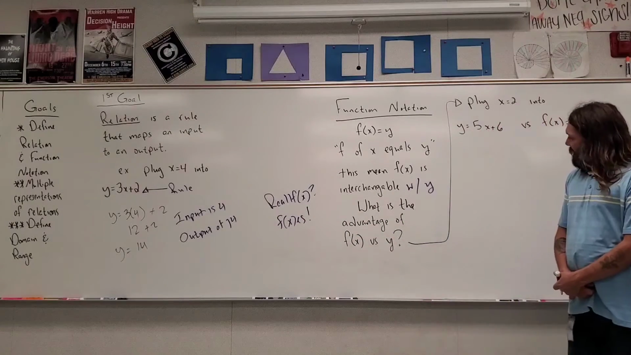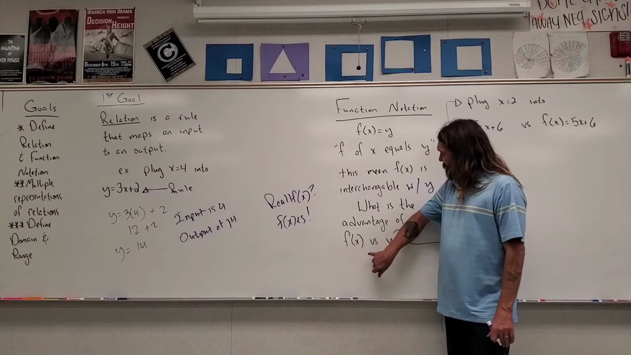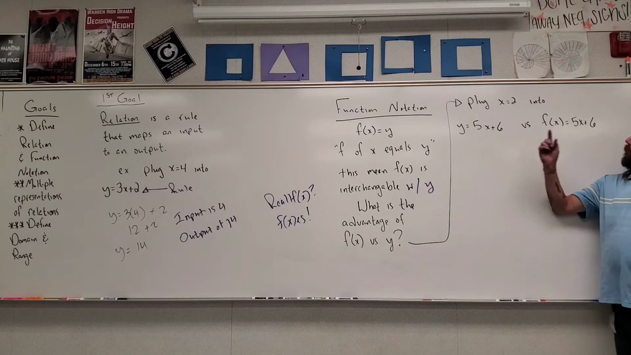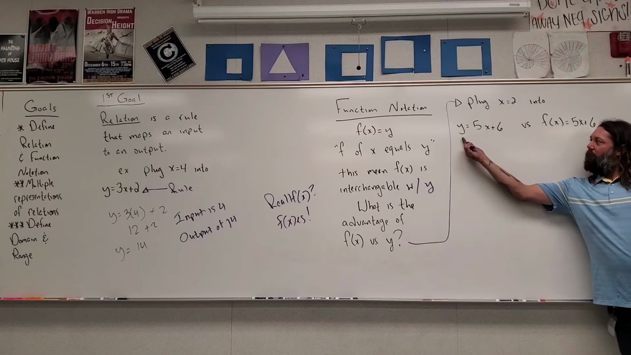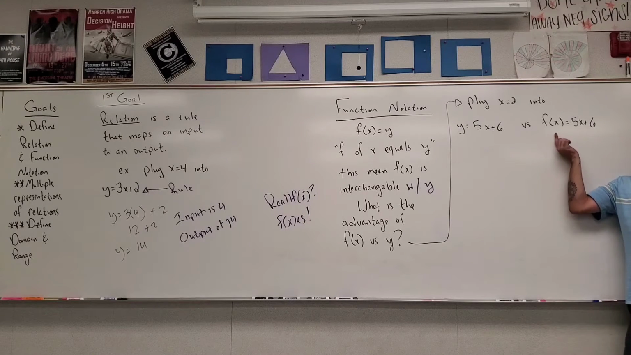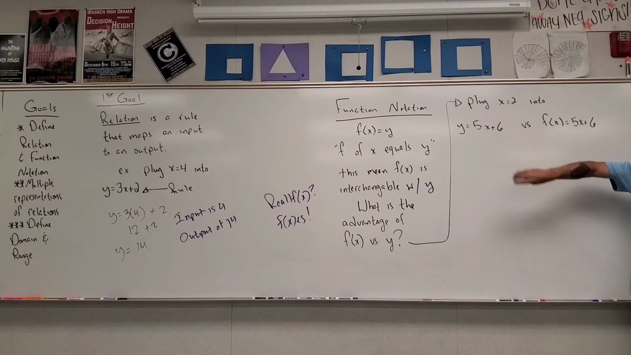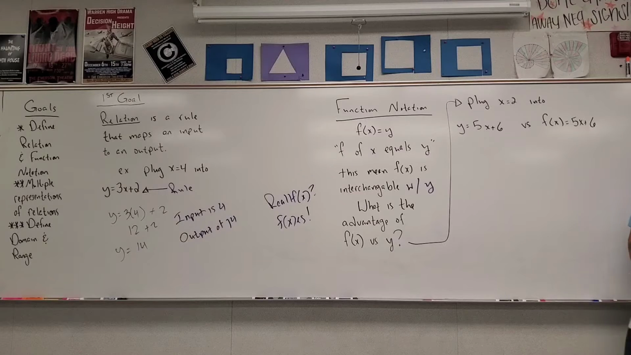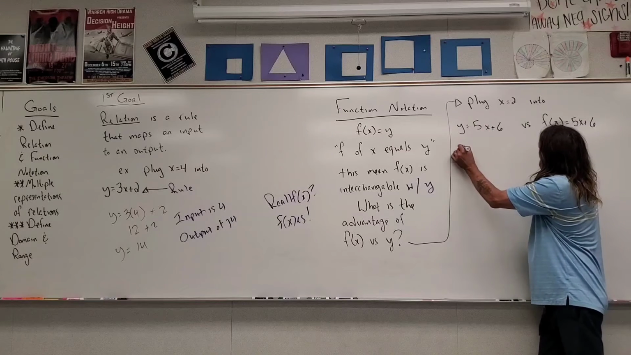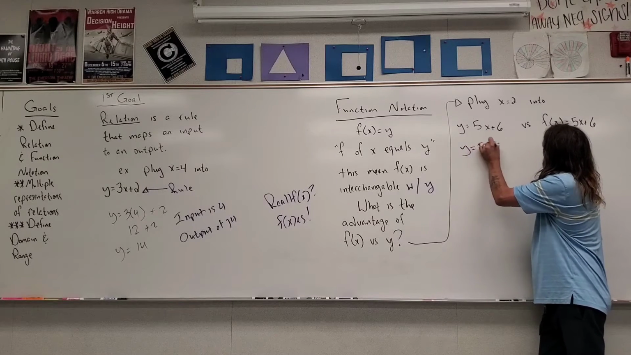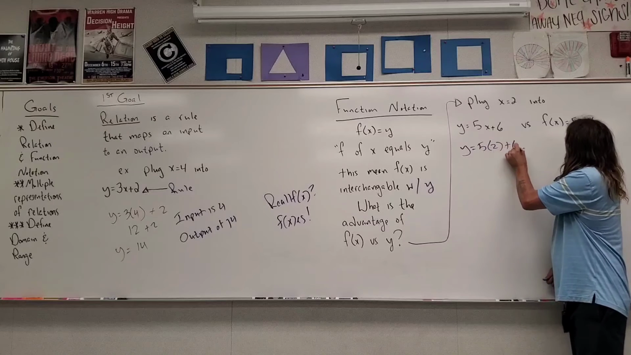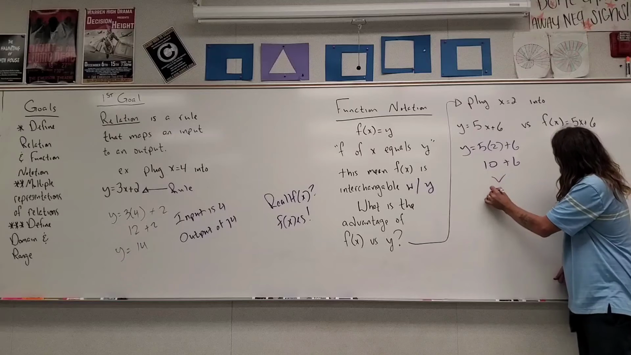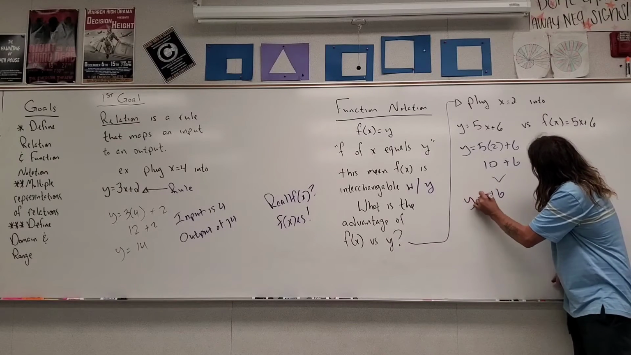Now, what is the advantage of f of x versus y? Well, I'm going to have the same rule written in 2 ways, one with a y and one with the f of x. Okay? And I'm plugging x equals 2 into both of them, and I'm going to work them out through the rule. So I'm going to plug in x equals 2 for this one, so y equals 5 times 2 plus 6. 5 2's gets me to a 10. 10 and 6 gets me to a 16. So here I get y equals 16.